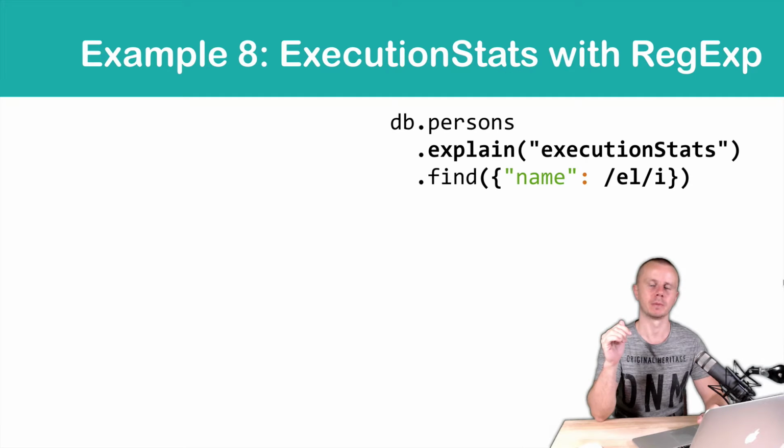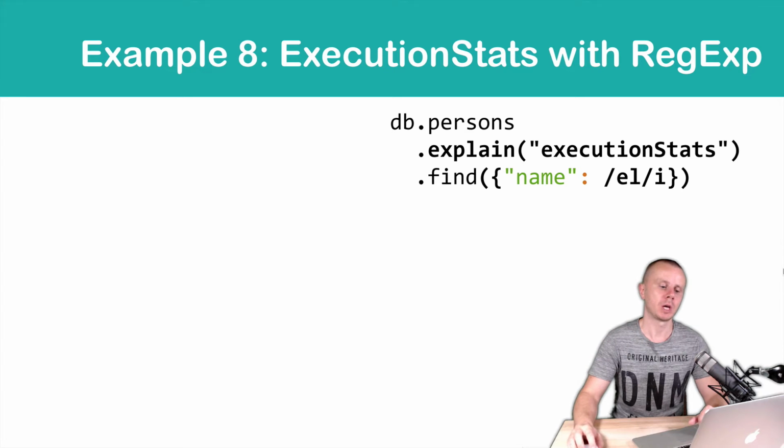And last example. In this example, we will use a field that exists in the index, but instead of exact value, we will use regular expression. So here you see in this example query. Query by name and value is a regular expression. So we are looking for just two letters, EL. And this expression is case insensitive.